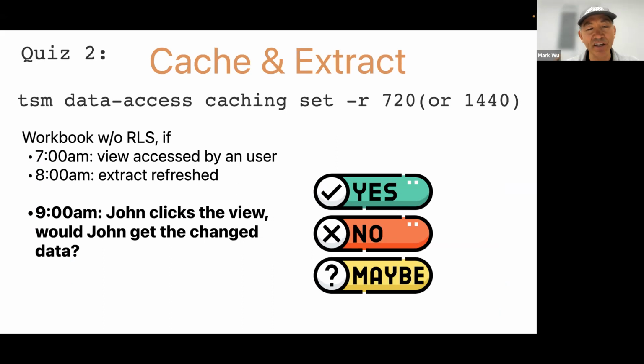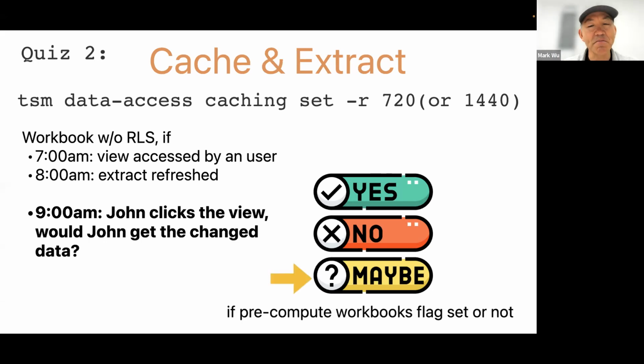Will John get the changed data 1 hour after extracts refreshed? The server has 12 hours cache policy. The answer is maybe. Depends on if your site disabled or unchecked the pre-compute workbook flag or not. If unchecked, for sure, John will be getting the old data.